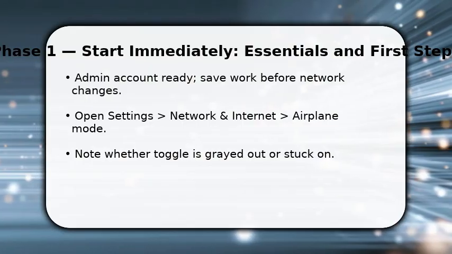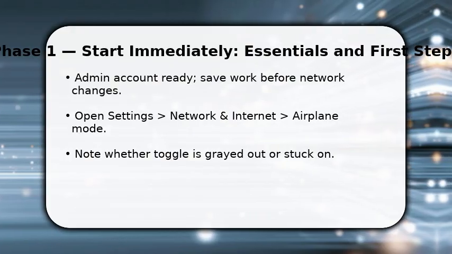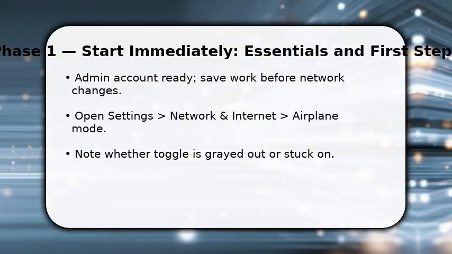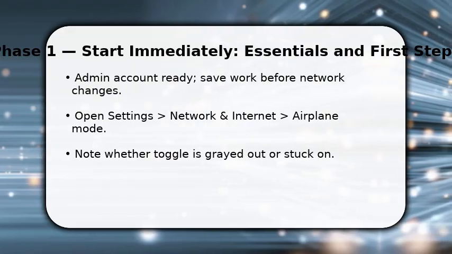You have admin access and saved your work. Now act. Open Settings, go to Network and Internet, and land on airplane mode. If the toggle works, switch it off. Make sure Wi-Fi and Bluetooth indicators change. Once done, check the taskbar network icon.